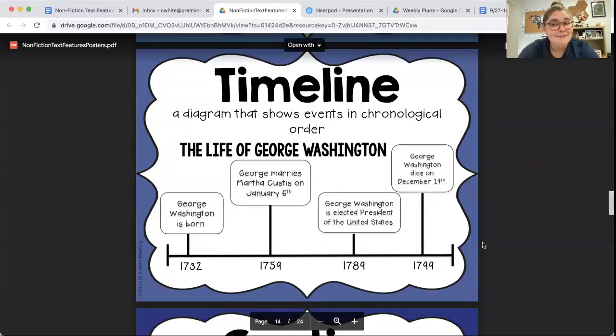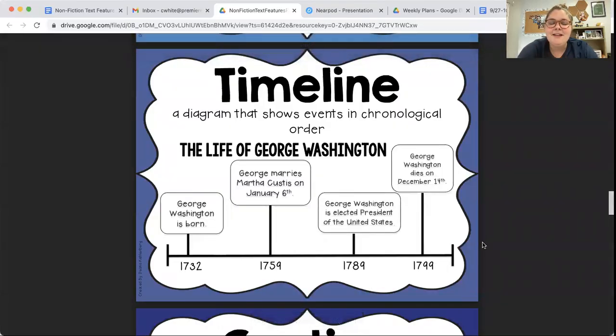Okay, fifth grade. This is the last bit of information about nonfiction text features that we are going to go over for the day. So the very first thing that I wanted to share with you is timelines. Timelines are diagrams that show us events in chronological order. They're a sequence of how things happen, and it's just the order that things happen in.